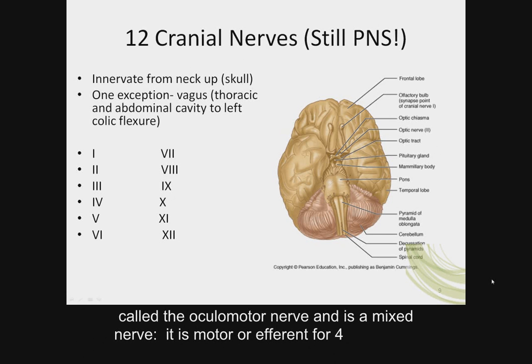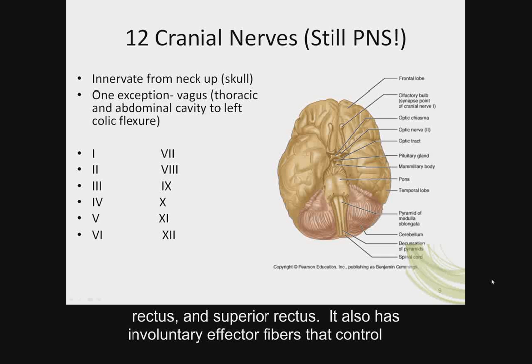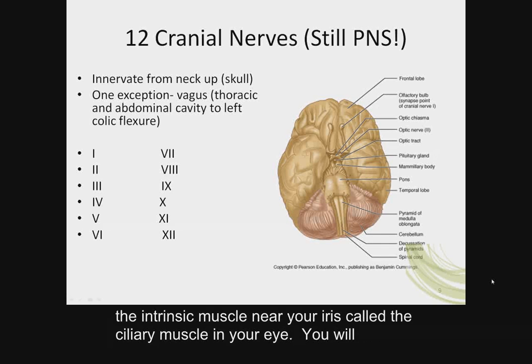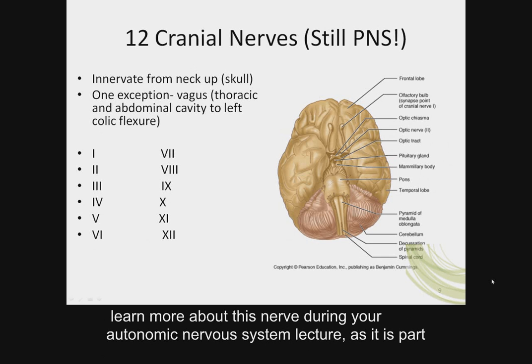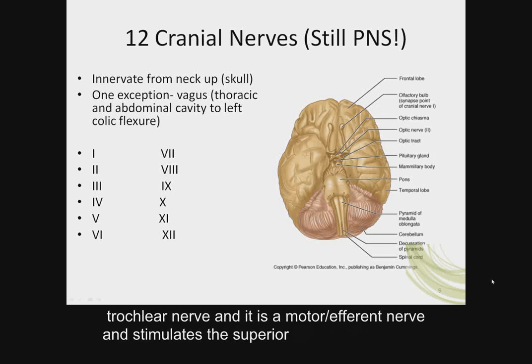Cranial nerve 3 is called the oculomotor nerve and is a mixed nerve. It is motor or efferent for 4 skeletal muscles that control eye movement: the medial rectus, inferior oblique, inferior rectus, and superior rectus. It also has involuntary effector fibers that control the intrinsic muscle near your iris, called the ciliary muscle in your eye. You will learn more about this nerve during your autonomic nervous system lecture, as it is part of the parasympathetic nervous system.